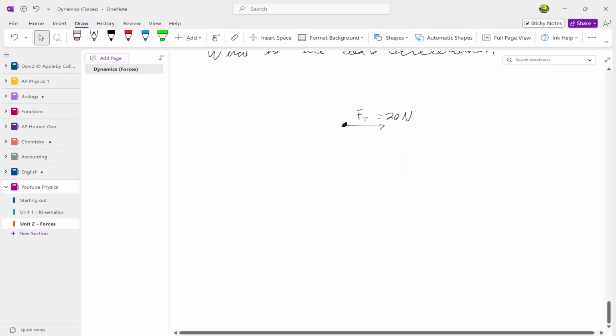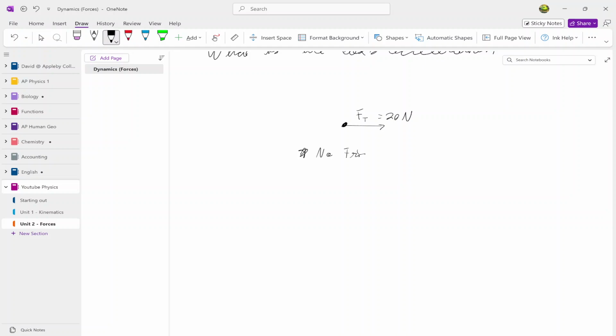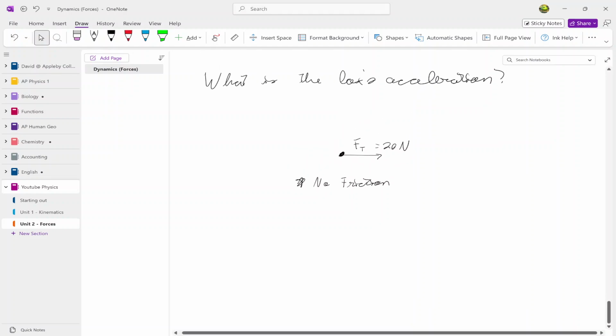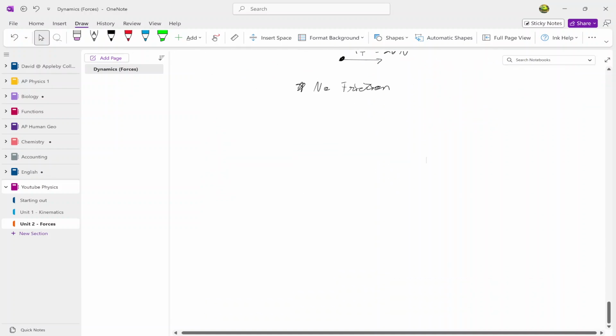So there's no friction, so no opposite force. This just means it's going to be moving to the right forever. How can we actually find that movement, that acceleration? Well, what do we have in this problem? We have the force, we have the mass, and we're trying to find the acceleration. There you go, Newton's second law, F equals ma.